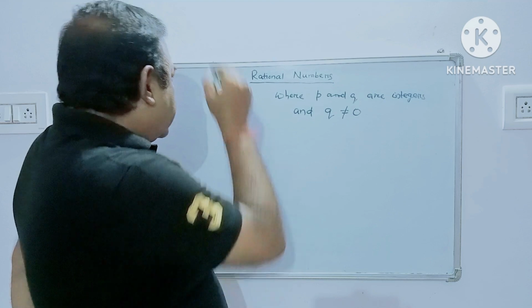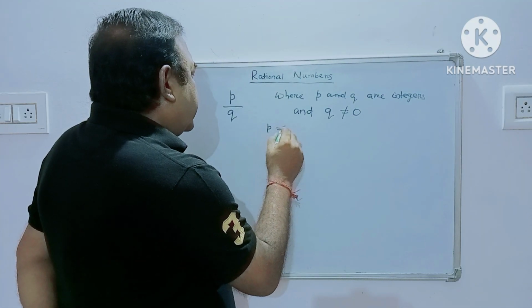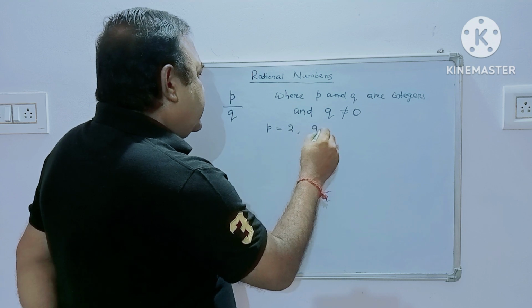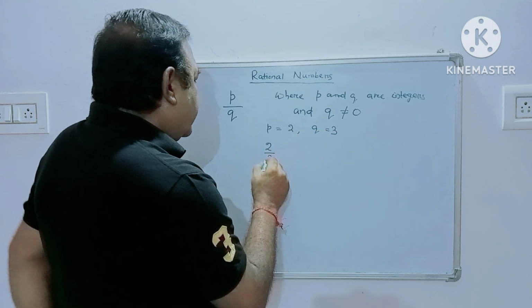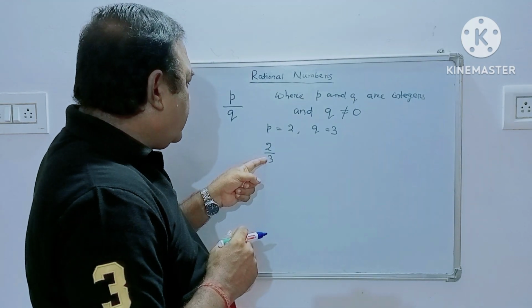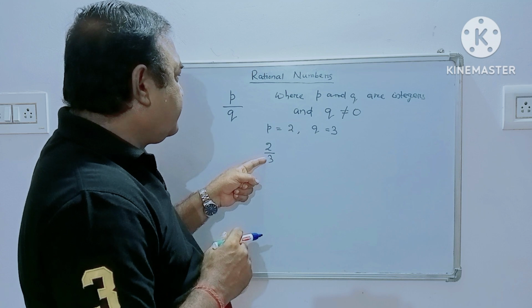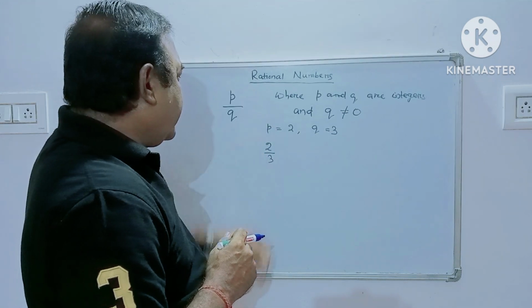Mark it. Suppose we will take two integers. Suppose P is equal to 2, Q is equal to 3. So 2 upon 3. It is a rational number. You see, here Q is equal to 3, 3 is not equal to 0. So 2 upon 3 is a rational number.